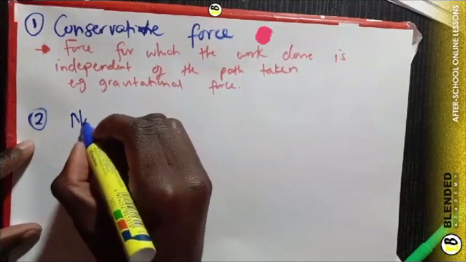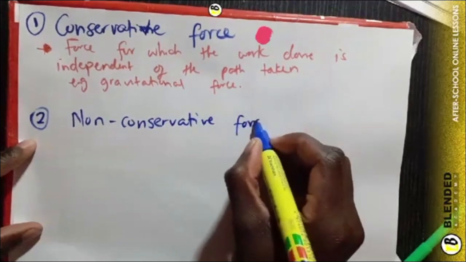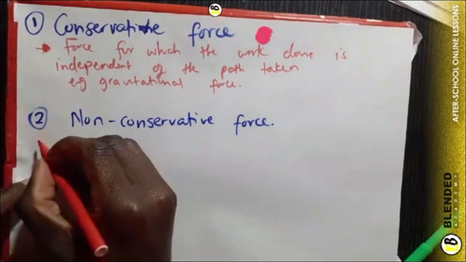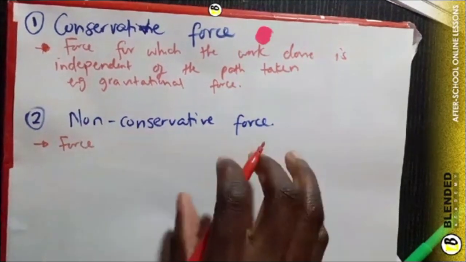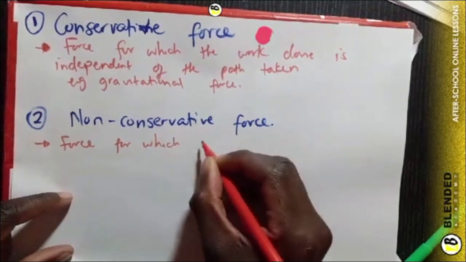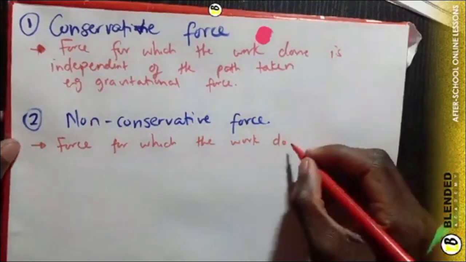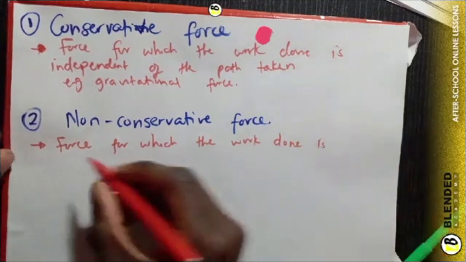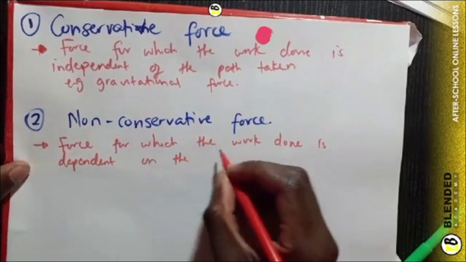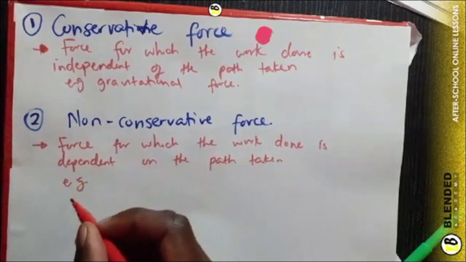Non-conservative force, before we can start with solving different problems involving work. So a non-conservative force is a force for which the work done depends on the path taken. I'm just giving a brief summary of what this non-conservative force is. All right. It is dependent on the path taken. For example, we have frictional force.